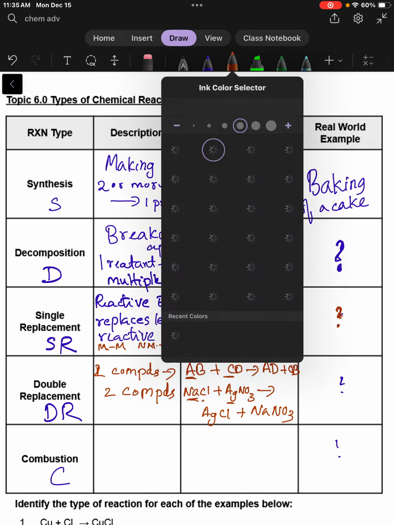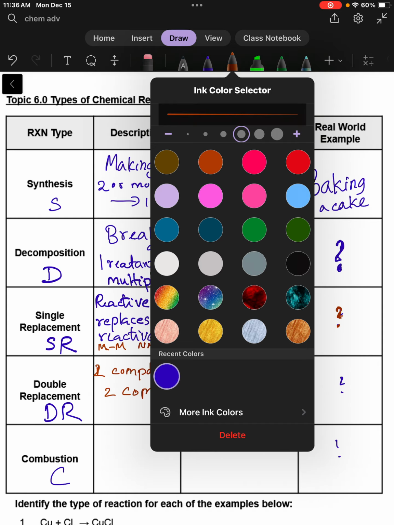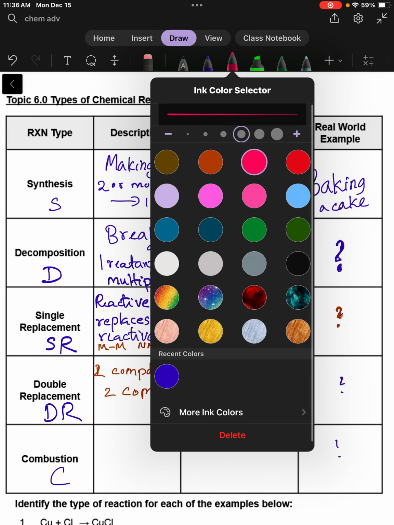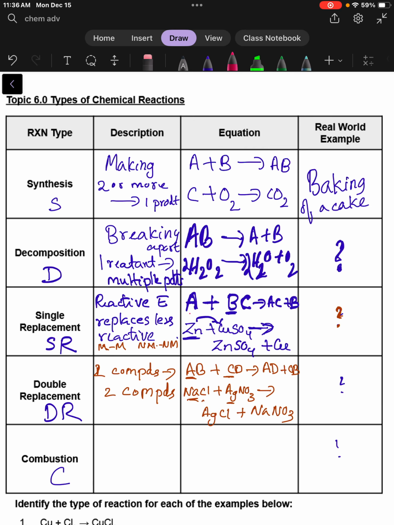Whenever you identify a reaction, an easy way is like this. Single replacement, you will see one element, a compound and an element. Double replacement, you see compounds, double compounds on both sides. That's how we are identifying it.